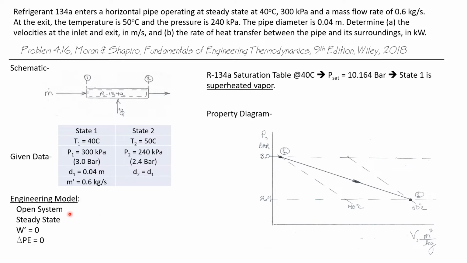Let's model this system as an open system operating at steady state. Now, a pipe has no mechanism for doing work, so the power output of this process is 0. It's a horizontal system. There's no change in potential energy, and we rarely regard changes in potential energy for any process involving a gas. They're simply too insignificant. And we are asked to find the velocities at the inlet and exit, and also the rate of heat transfer between the system and its surroundings.